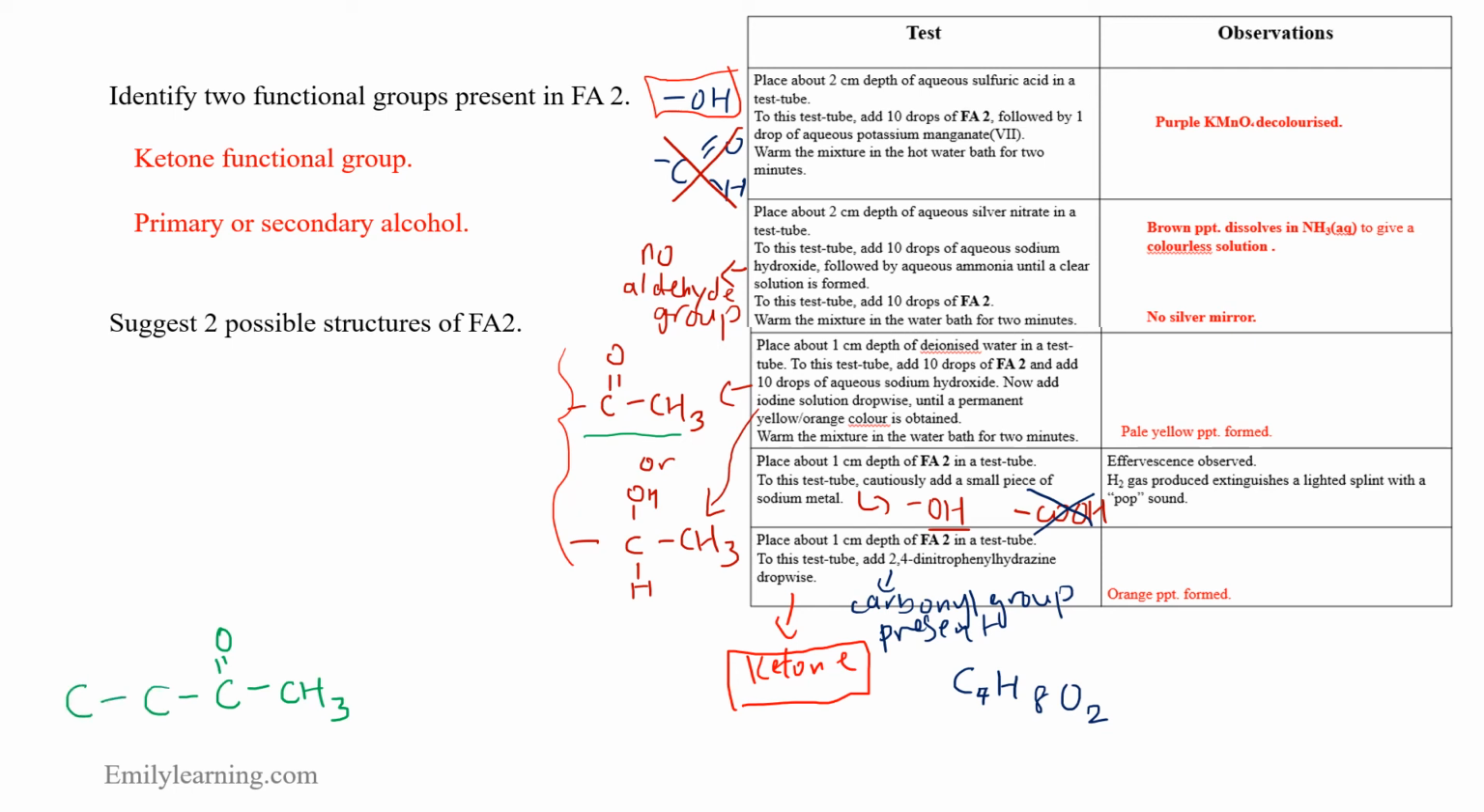And now I have a ketone here already. So another functional group I need is a primary or secondary alcohol. So I could put OH here or OH here. I'm going to put an OH here. So that is one structure. And I'm going to put an OH here. That is another structure.